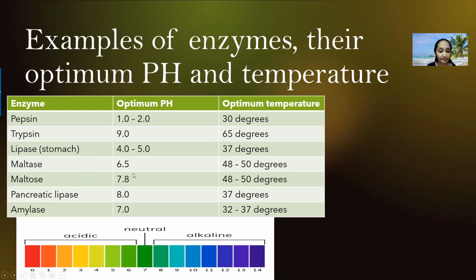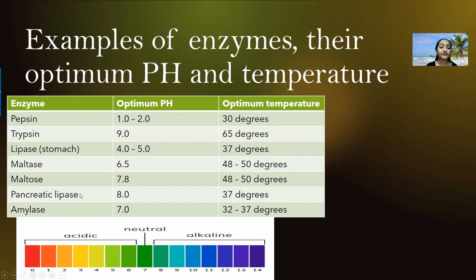Maltase works at 6.5 pH, which is a low acidic, and at 48 to 50 degrees. Maltose works at 7.8, which is in a neutral stage, and 48 to 50 degrees, just like maltase.